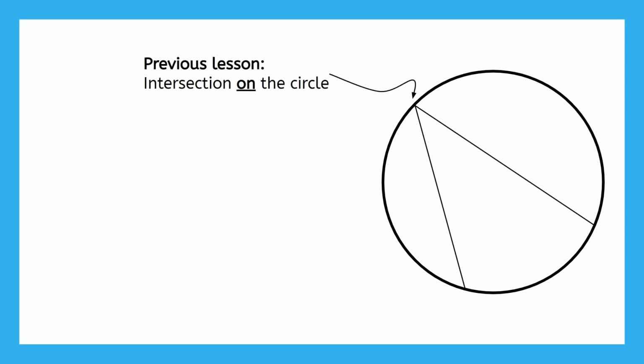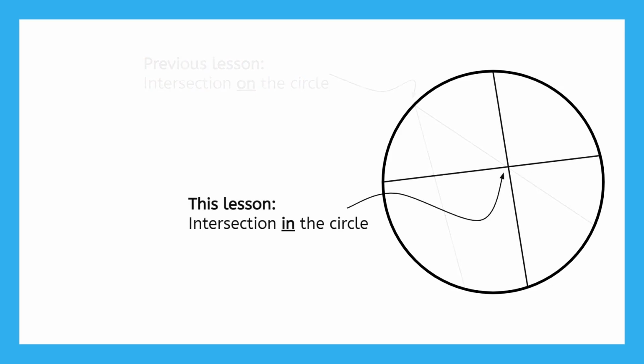You may have noticed that this lesson's title sounds pretty similar to the previous lesson. In the previous lesson, you learned about two chords intersecting on the circle, like this. But in this lesson, you're going to learn about two chords intersecting inside the circle. The activity you just completed was a great way to see this concept in action, and maybe you even figured out the relationship we're going to be using in this lesson.